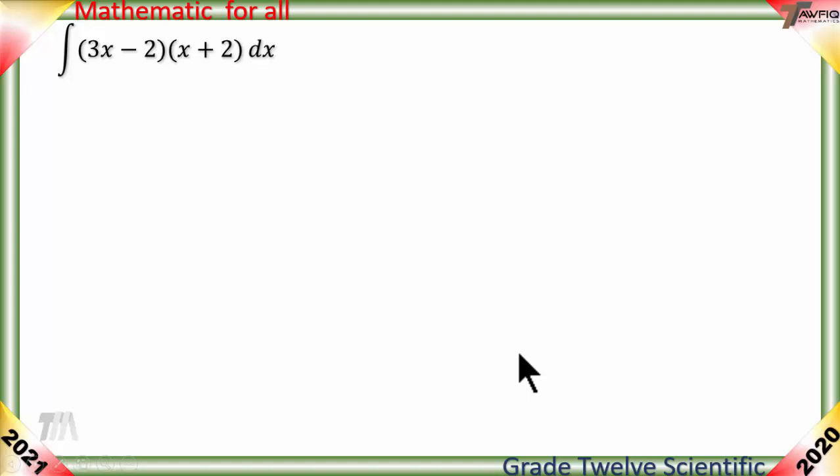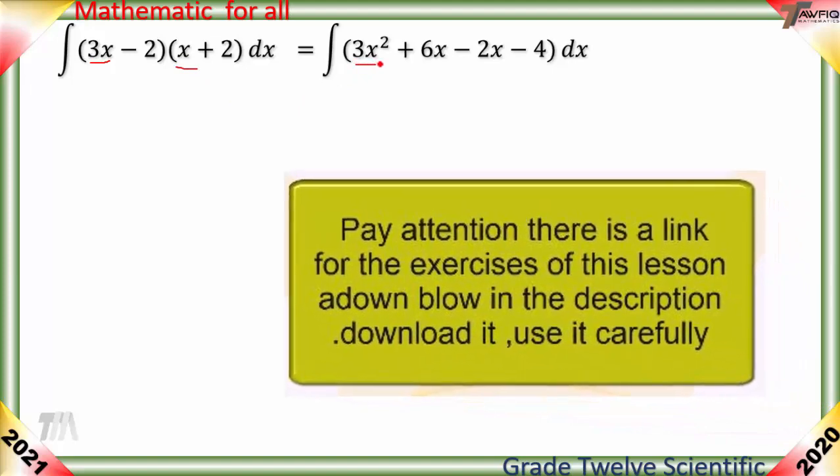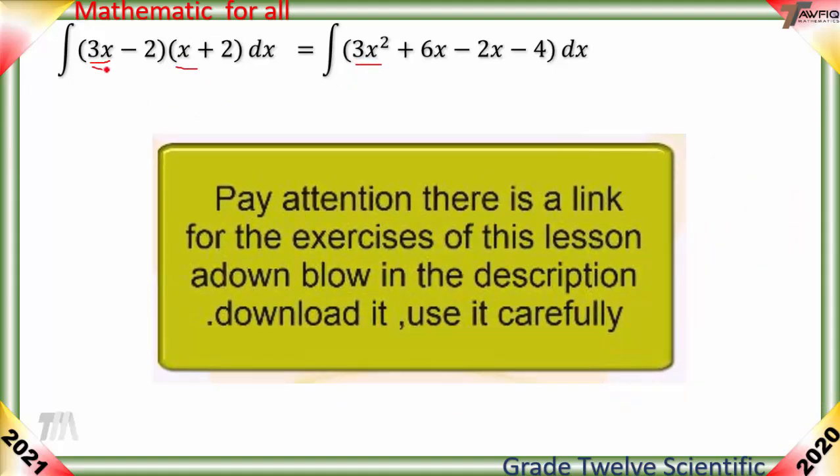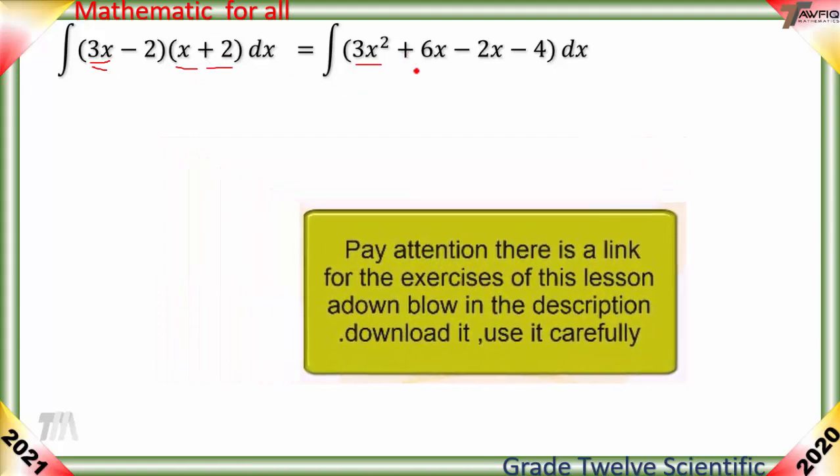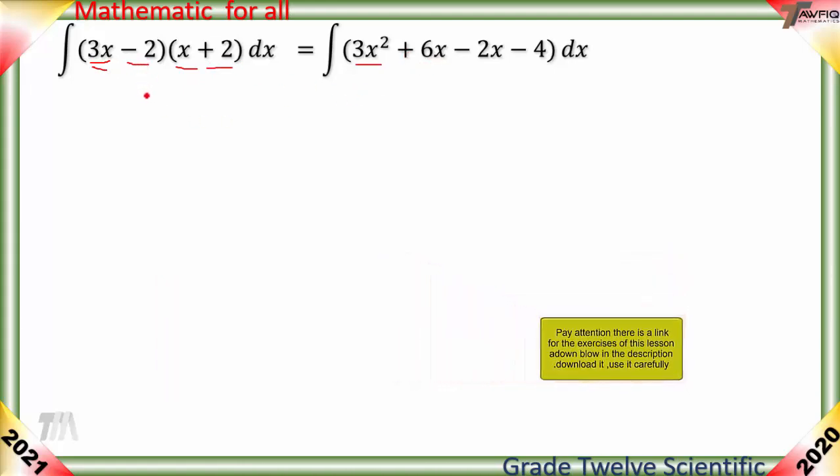Here we have multiplication between two functions. The first one is 3x minus 2, and the second one is x plus 2. To take the integration here, we must open this bracket. So we can say that opening these two brackets, 3x times x is 3x squared. After that, 3x times 2 is plus 6x, and minus 2 times x is minus 2x, and minus 2 times plus 2 is minus 4.